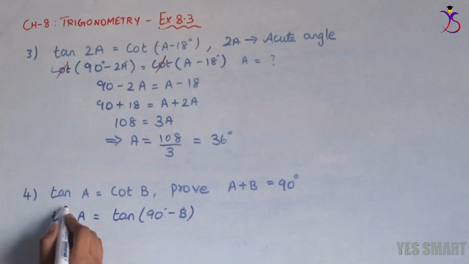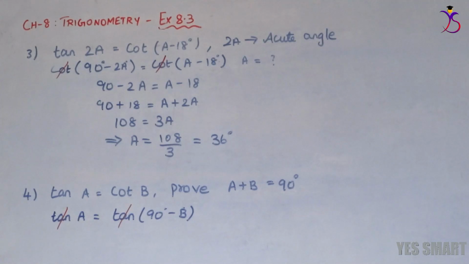Therefore, cot b equal to tan (90 minus b). The LHS will be as it is. Since we have tan on both sides, I'm just cancelling it. Then we have a equal to 90 minus b. This minus b, when it is moved beyond the equal to sign, it becomes plus. Therefore, a plus b equal to 90 degrees, hence proved.